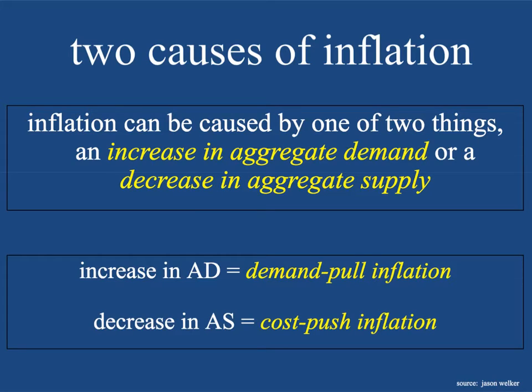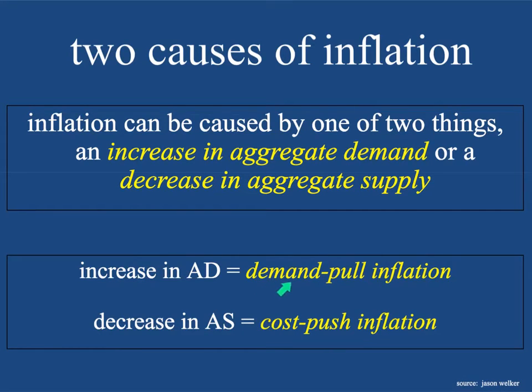Remember that demand pull inflation is part of two causes of inflation, right? Inflation can be caused by one of two things: an increase in aggregate demand or a decrease in aggregate supply. If it's an increase in aggregate demand, you have what we're going to talk about here, demand pull inflation. If there's a decrease in aggregate supply, that's the short run aggregate supply, then that decrease in aggregate supply is going to push price levels up. So you have cost push inflation.